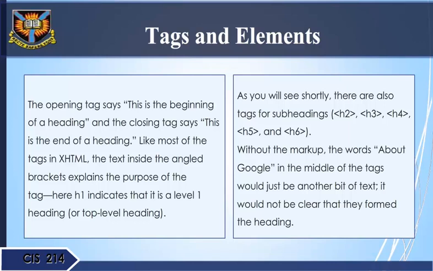Like most of the tags in XHTML, the text inside the angled brackets explains the purpose of the tag. Here, H1 indicates that it is a level 1 heading, or top level heading. As you will see shortly, there are also tags for subheadings: H2, H3, H4, H5, and H6. Without the markup, the words about Google in the middle of the tags would just be another bit of text. It would not be clear that they formed the heading.